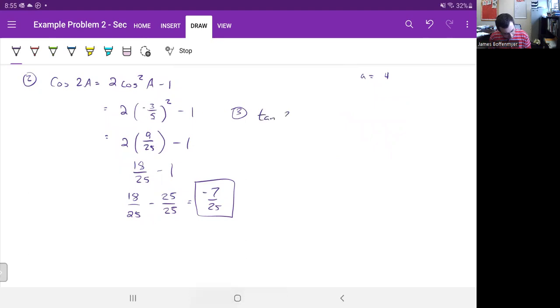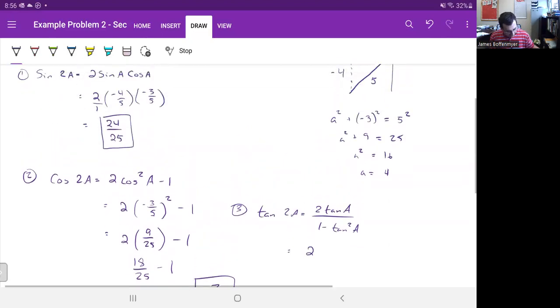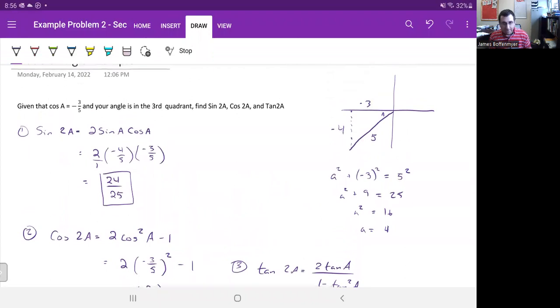So the tangent of 2A is equal to 2 times the tangent value over 1 minus tangent squared of your value. Okay. Now, remember, tangent is opposite over adjacent, TOA. Don't forget that. So what that means is that would be 2 times the tangent of your angle, which would be -4/-3, which would be positive 4/3. That's why tangent is positive in the third quadrant.